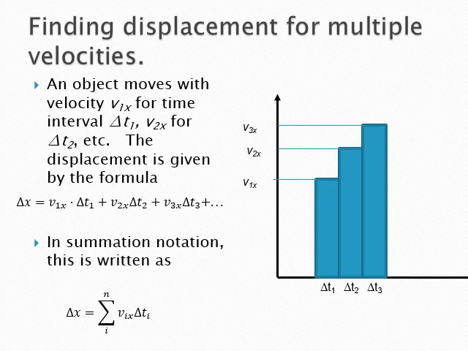Graphically, we would show it like this. Clearly, the displacement is just the sum of all of the little rectangles showing the individual displacements over each of the time intervals. In summation notation, we read it like this. The displacement is equal to the sum from 1 to n of vix delta ti, where i is what goes from 1 to n. The total displacement then is the sum of all those individual rectangles.